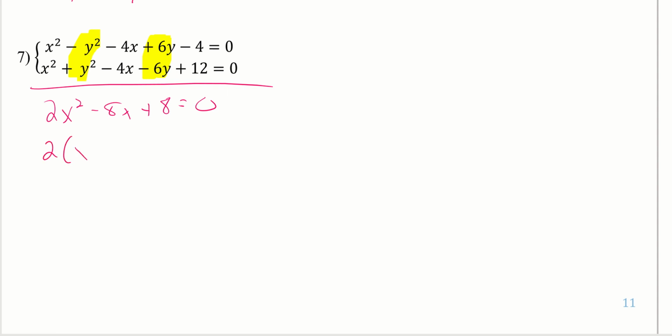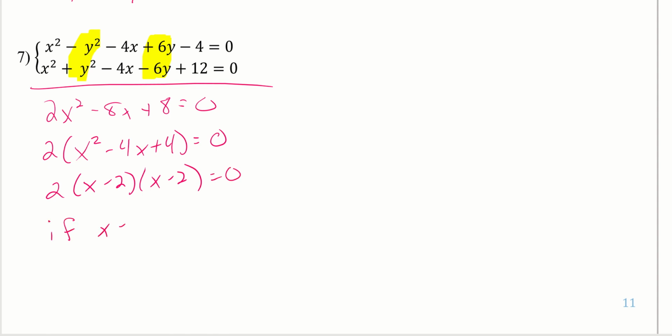Now take out a GCF, we've got x squared minus 4x plus 4, and so 2, we got what, x minus 2. So this is really nice because my only x value is 2. So if x is 2, now this is where it's really hard to get around this. Maybe it started super pretty, but may not end super pretty. So I'm going to plug this back into the original equation. I'll just plug it into the top one because they're so similar. So we end up with 2 squared, which is 4, minus y squared minus 4 times 2, which is 8, plus 6y minus 4 equals 0.